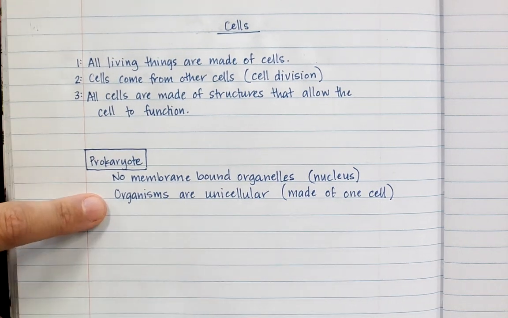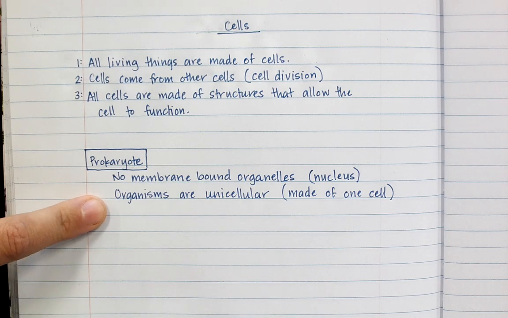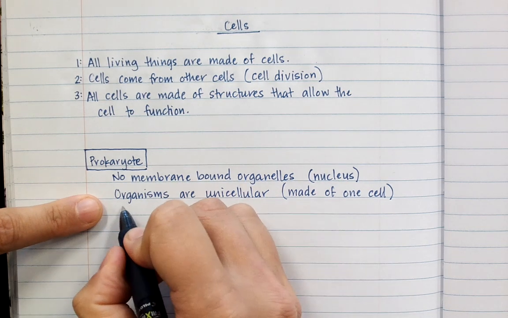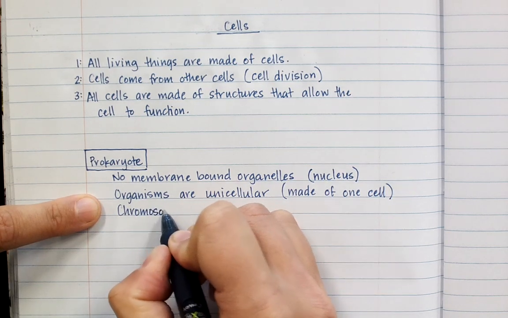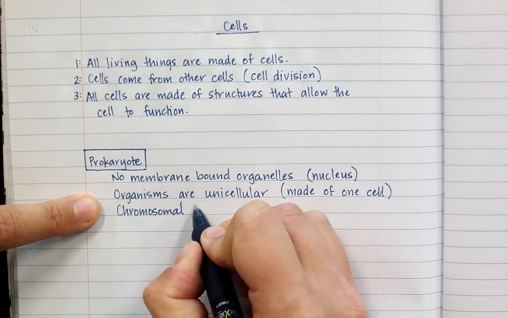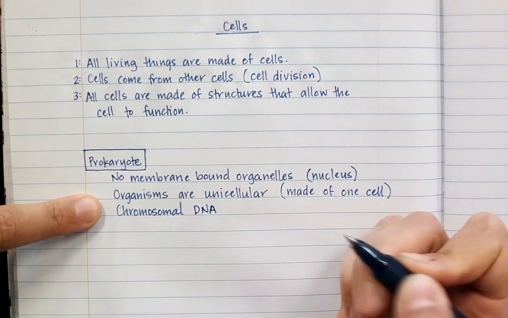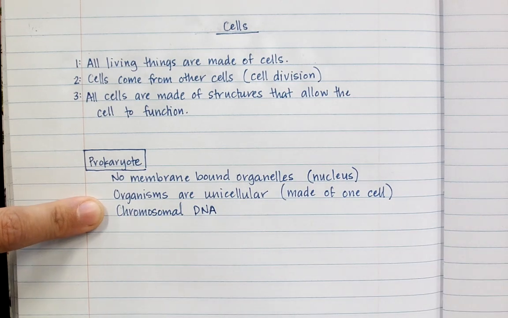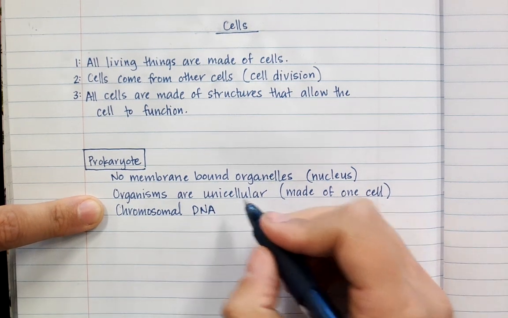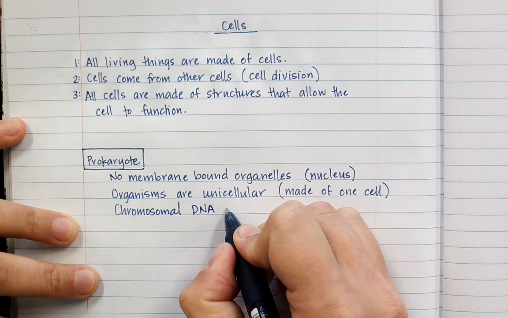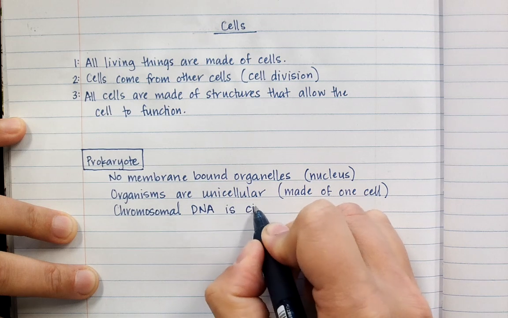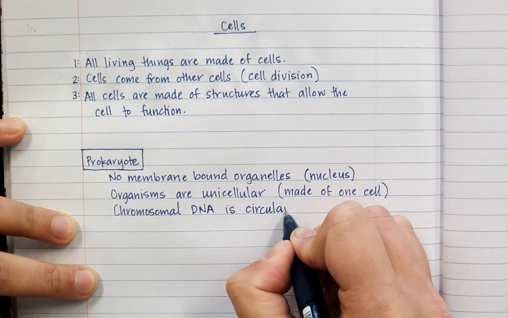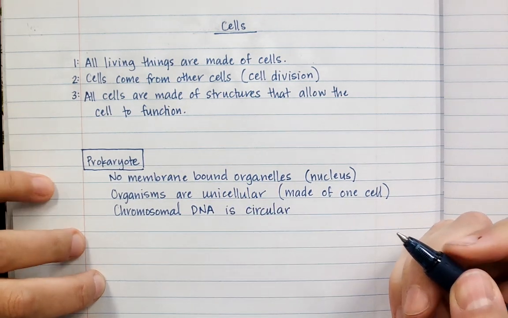And another thing about these prokaryotes and bacteria in particular is that they have a type of DNA called chromosomal DNA. And that means that their DNA forms a chromosome. Again, we're going to learn about that later. But their chromosomal DNA is circular. It's really sort of in like one loop.